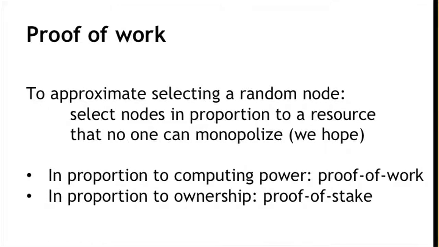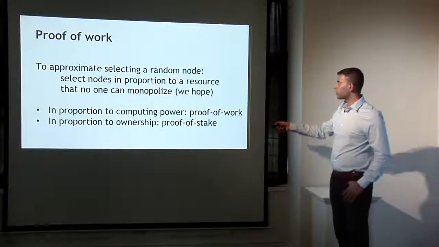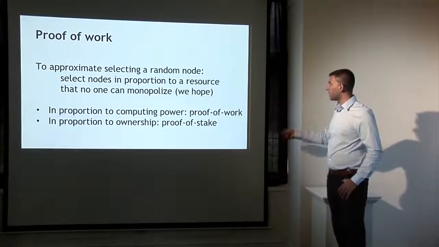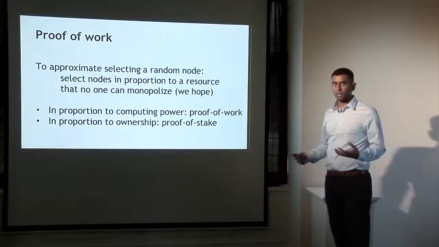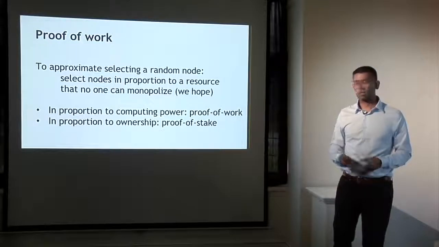Instead of picking a random node, we do something a little bit different, which is we approximate selecting a random node by instead selecting nodes in proportion to a resource that we hope that nobody can monopolize. What does that mean? Well, if that resource that we're talking about is computing power, then it's a proof of work system where we somehow select nodes in proportion to their computing power.